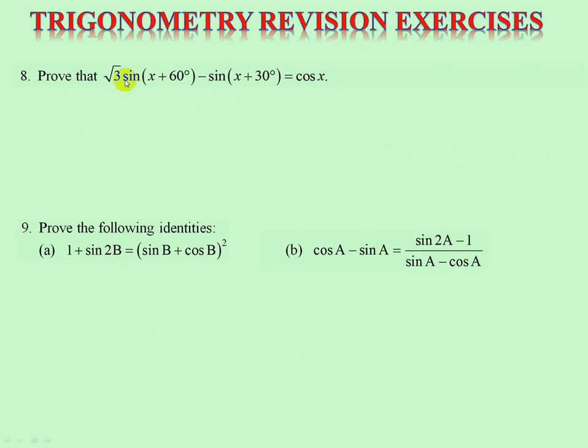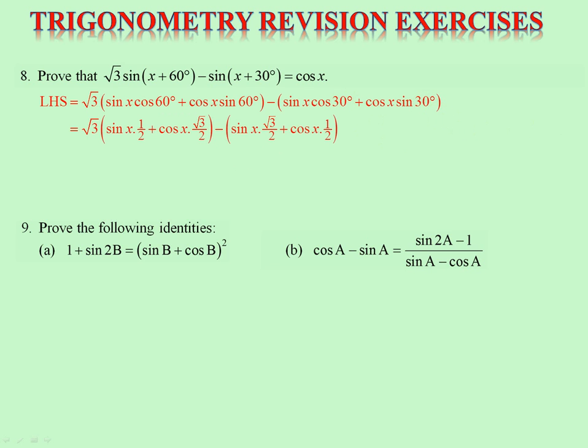Oh, I'm pretty relaxed about that one, hey? Take the left-hand side, hope it comes out as the right. There we are, left-hand side, root 3. Now we're going to expand sine cos plus cos sine minus sine cos plus cos sine. Cos 60, half, sine 60, root 3 over 2, cos 30, root 3 over 2, sine 30, half. There we are. Now I can multiply in root 3 times this will give you a root 3 over 2 there. Root 3 times this will give you a 3 over 2. So we end up with that.